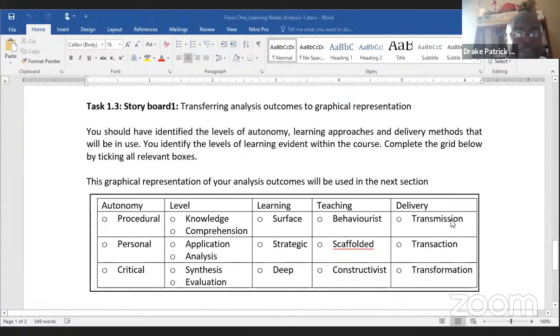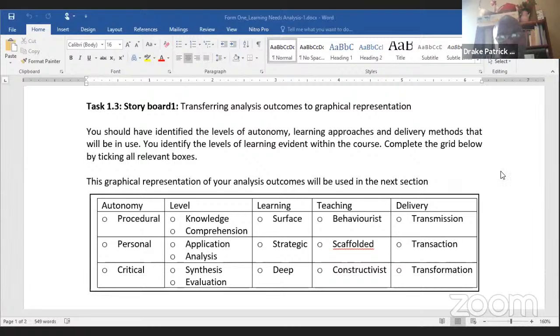Good. Therefore, the ultimate outcome for this design is to help you as a teacher to conceptualize what you call a course storyboard: the level of autonomy I want to give my learners, the degree of knowledge comprehension I want to pass, the learning outcome I would like to achieve, the kind of teaching mechanism I want to apply, and the delivery techniques I would like to use.